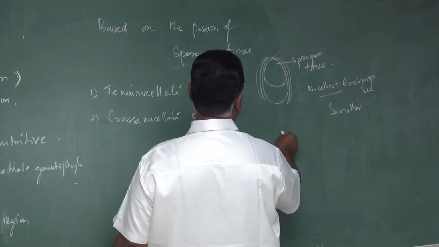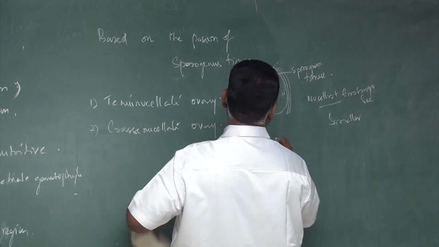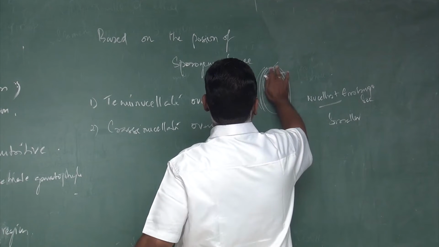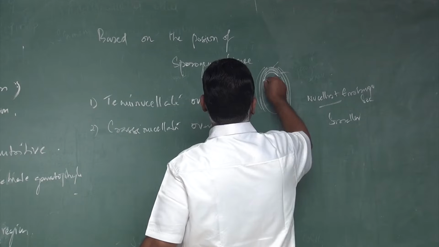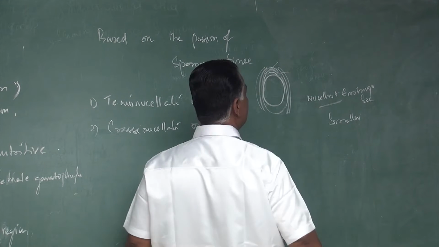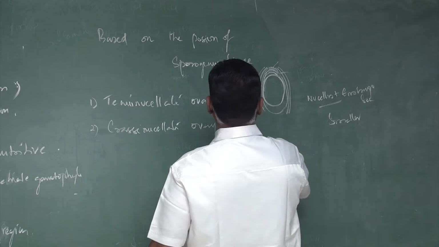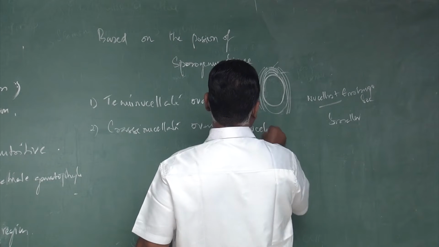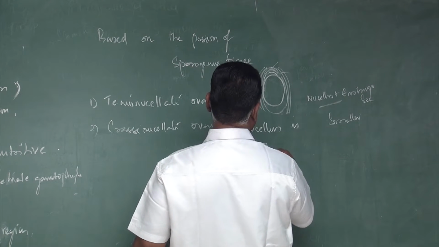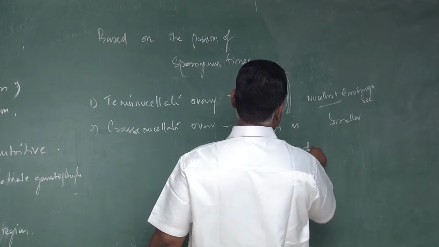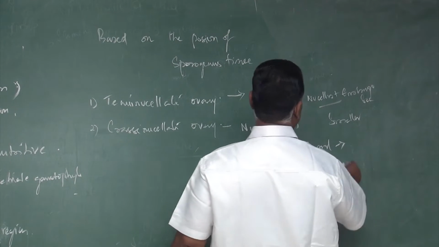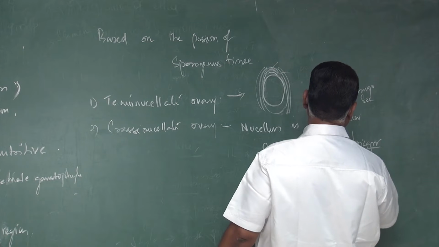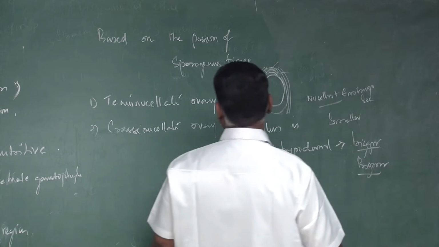In the crassinucellate type, the sporogenous tissue is subhypodermal. There are two or more layers of parietal cells, 1, 2, 3 like that. Below that, the nucellus is produced. In this case, the nucellus is subhypodermal, and the nucellus is bigger. With a bigger nucellus, the embryo sac is also bigger. This is the crassinucellate type.